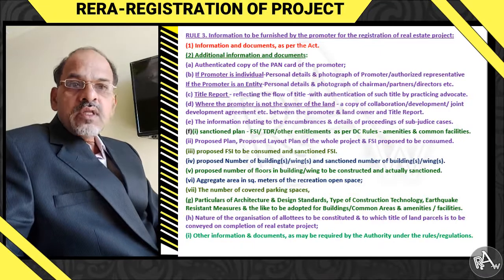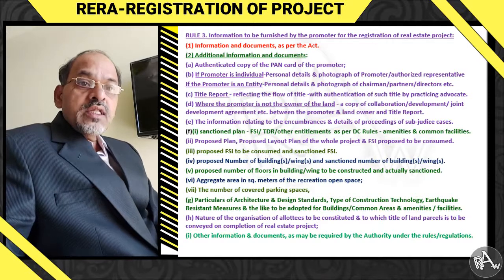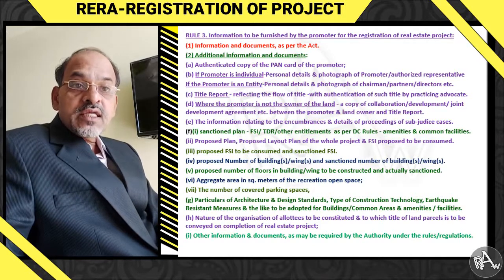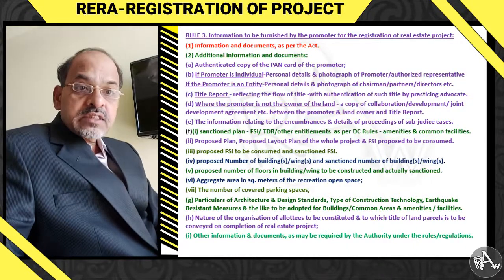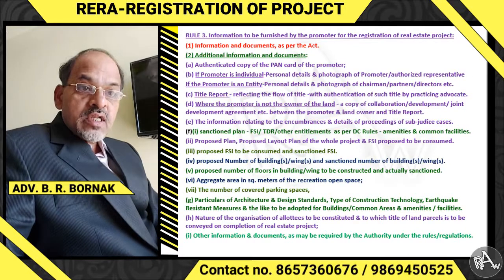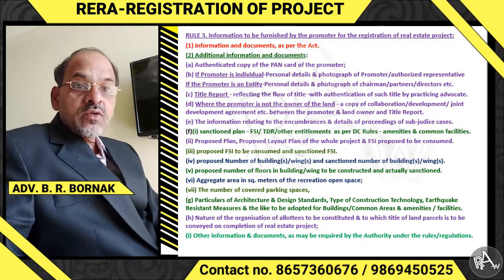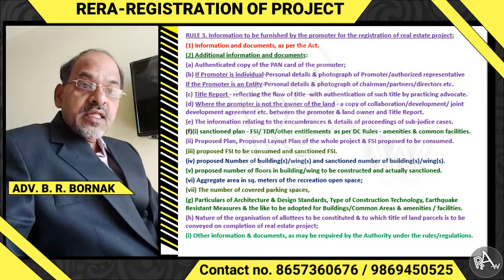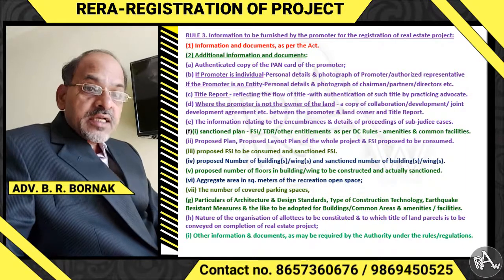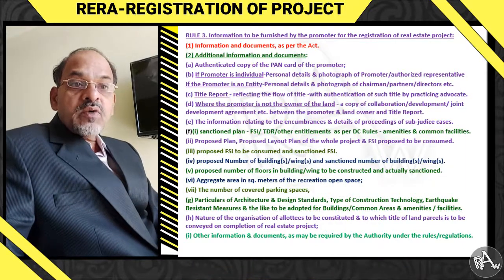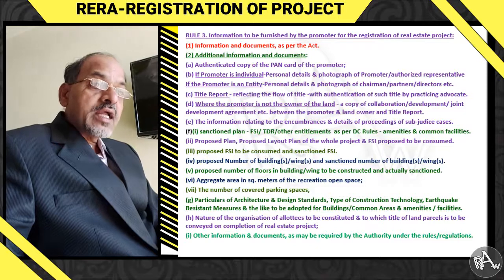Have a look. Number one, information and documents as per the act that we have seen right now. Then additional information and documents, which are they? Authenticated copy of the PAN card of the promoter or promoters. Then if the promoter is an individual, personal details and photograph of the promoter or his authorized representative. Then if the promoter is an entity, then personal details and photograph of the chairman, partners, directors, etc. Then a title report is also required, reflecting the flow of title with authentication of such title by a practicing advocate.